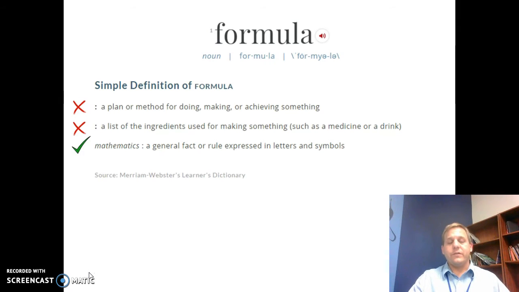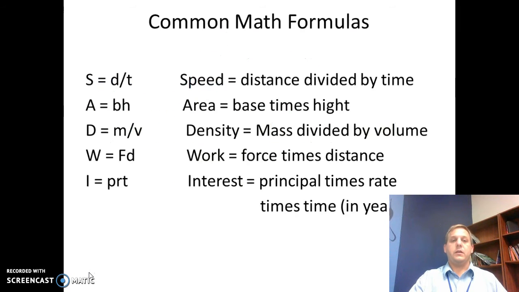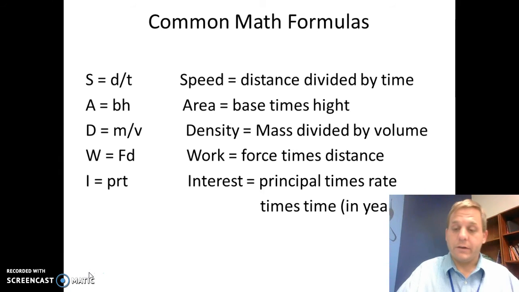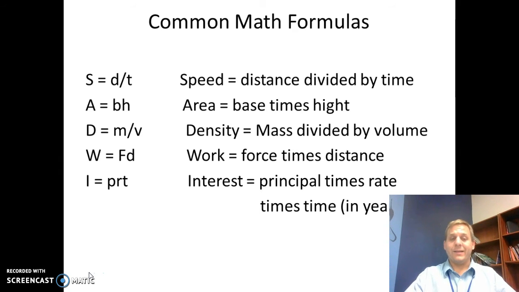There are lots of different formulas in science and math that you have seen and will see in the future. Let's take a look at some of those. I believe last year you looked at the speed formula. Speed equals the distance divided by time. We also all know the formula for area of a rectangle. Area of a rectangle equals the base times the height.